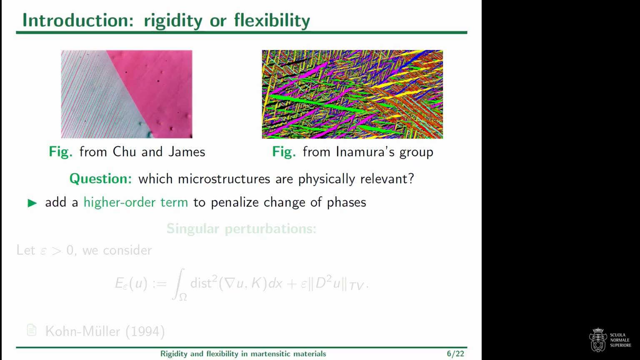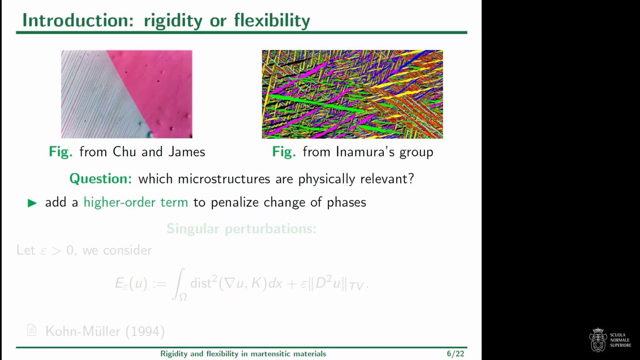But for all we said, elastic energy alone cannot give you such information, because we saw already that the elastic energy lacks a natural length scale in its model. If you send the oscillation to 0, you are getting better and better, so lower and lower elastic energy. So the way that you usually study this is to regularize your elastic energy. You add a higher order term, for instance in the gradient of the deformation, which penalizes change of phases.